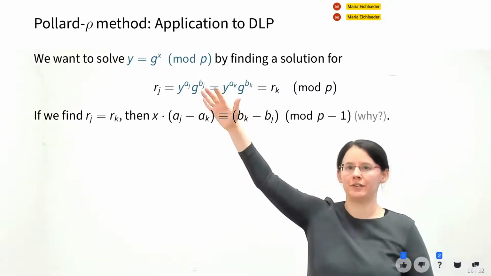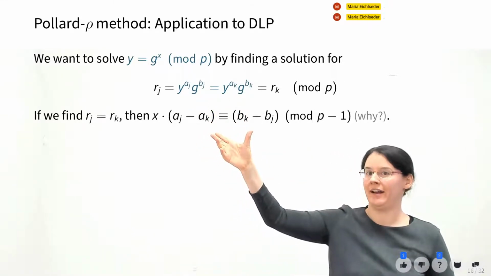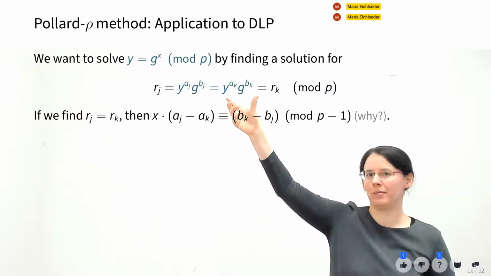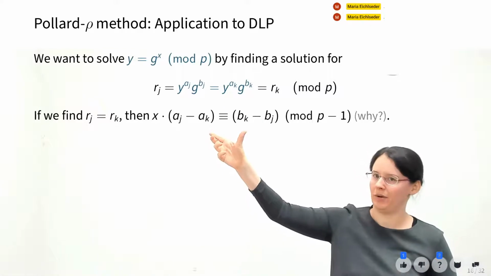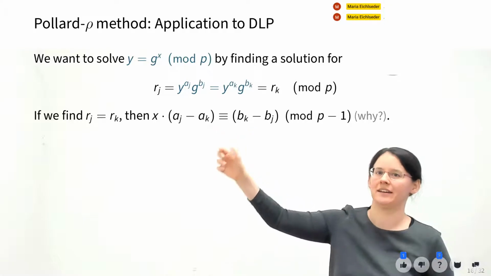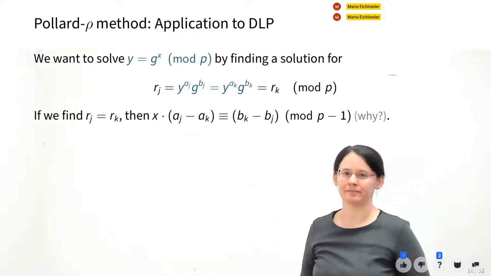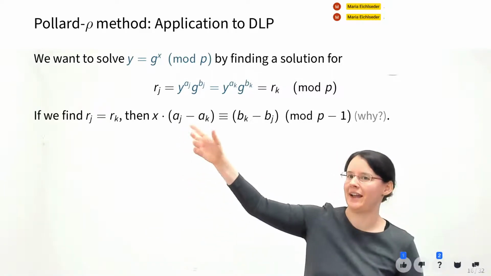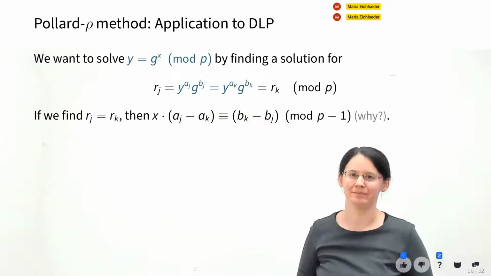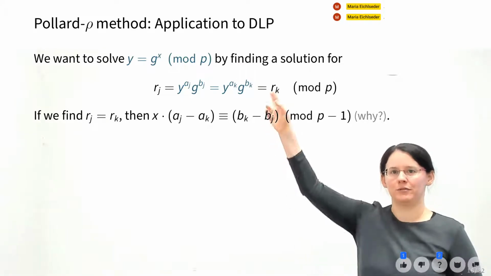So if I have found such a collision and I know the a's and b's, then I know this equation here, and voila, I have now magically transported my discrete log problem into a problem that looks very much like the easy one we saw before, which is the division problem. I can now simply divide by this value here, and voila, I get x. This only works, of course, if the two a's are different. This is why I'm looking for a collision with different values here. Okay, so now I guess we see why we want to find such a collision.